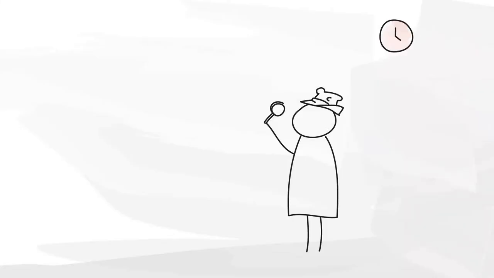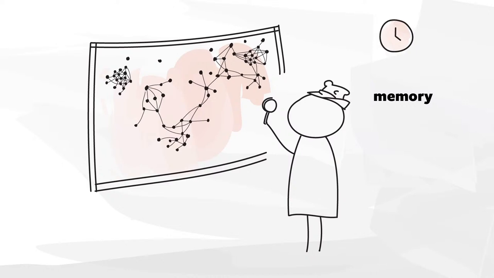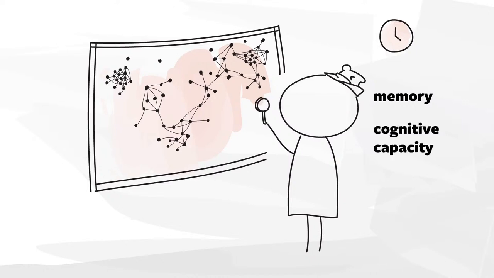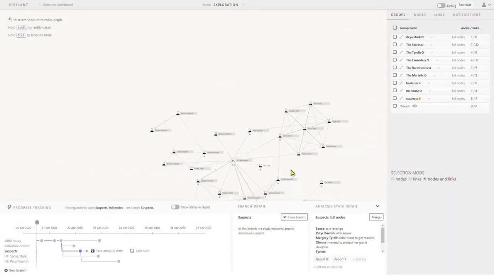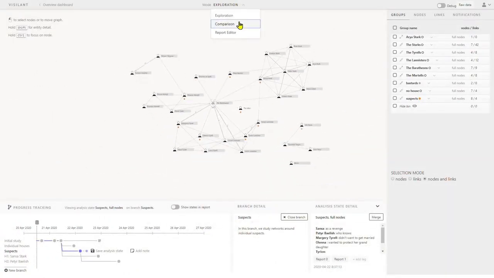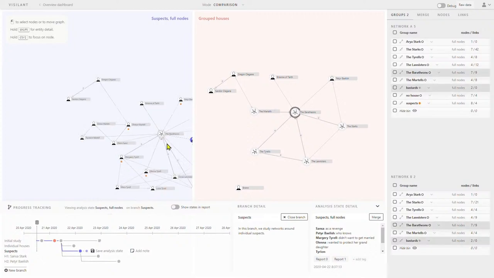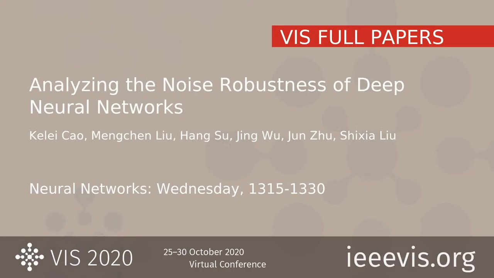The daily work of criminalists consists of analyzing relationships in complex data while proposing and verifying multiple hypotheses, often under heavy pressure. This poses high demands on their memory and cognitive capacity. We present Visaland, a tool that helps investigators track their visual exploration and reasoning. It organizes analytical states in a graph structure which can be revisited and shared with colleagues.